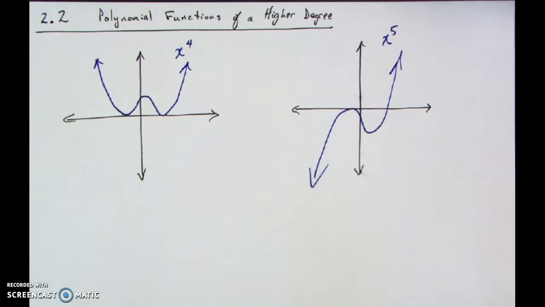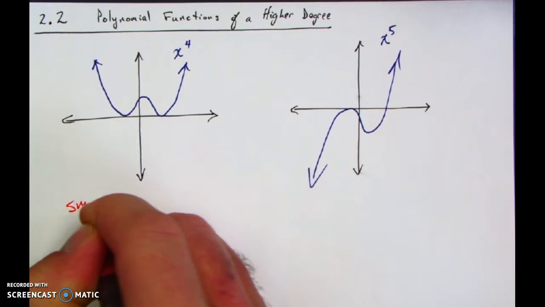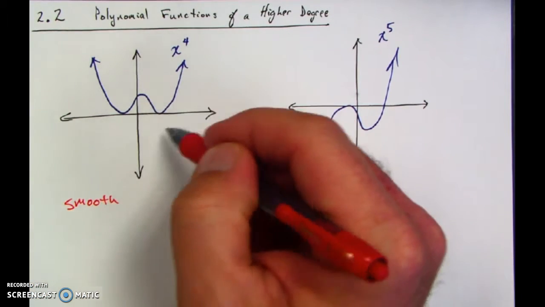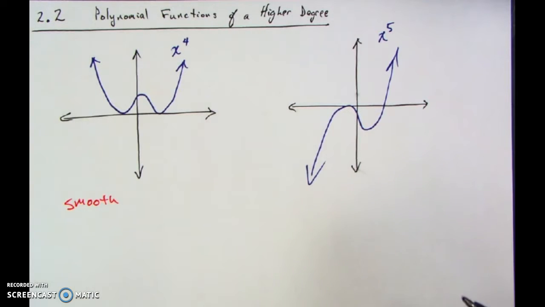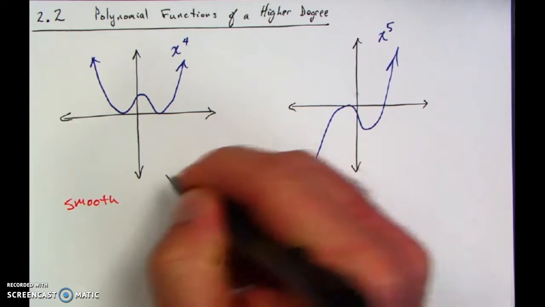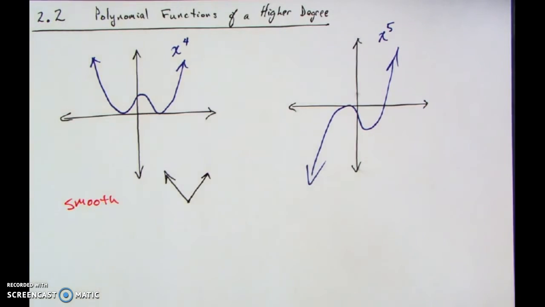Now some different things that we can talk about with this. If we say that a graph is smooth, then that means that all these curves are smooth, whereas if we're looking at the graph of absolute value, we have that sharp point, and that is not smooth. It would be sharp. So we can sketch graphs and have some ideas there.